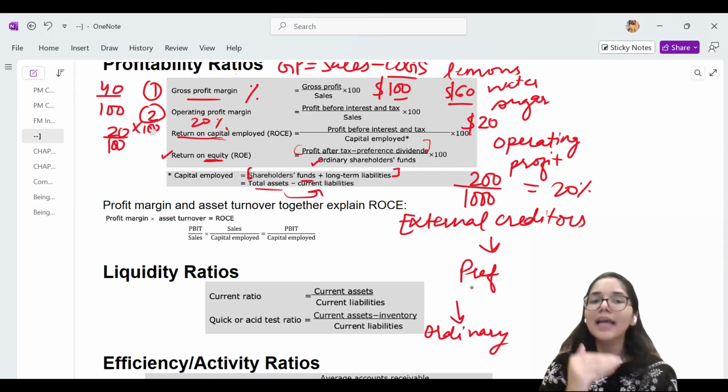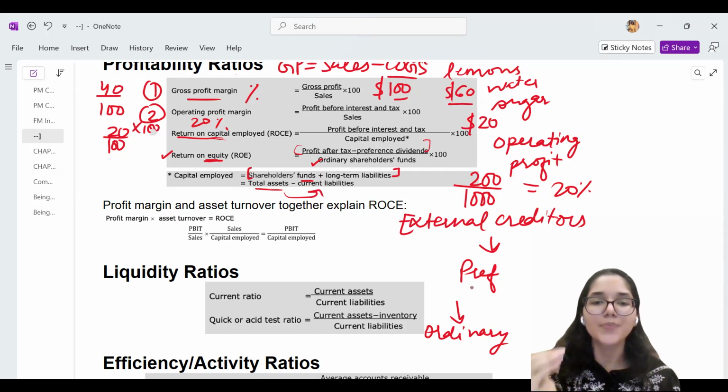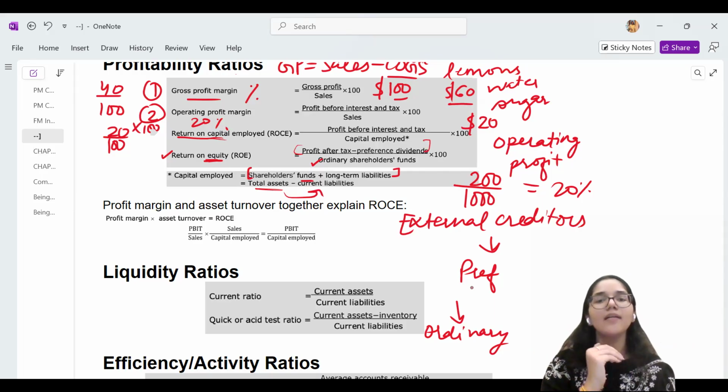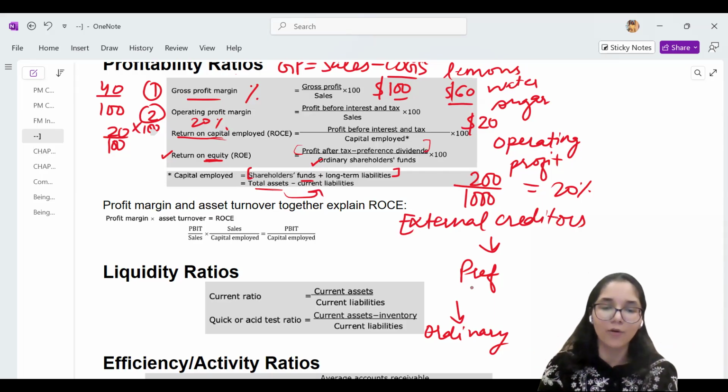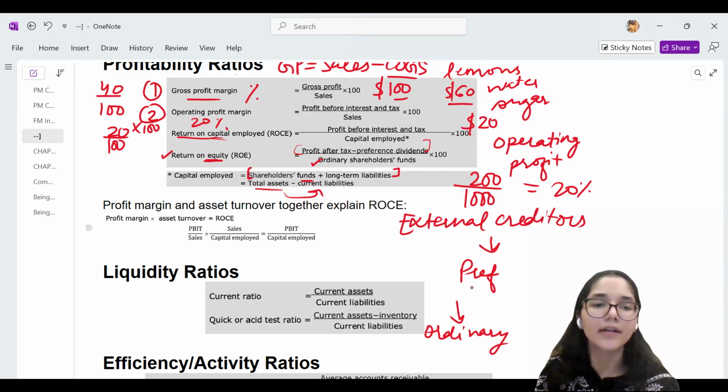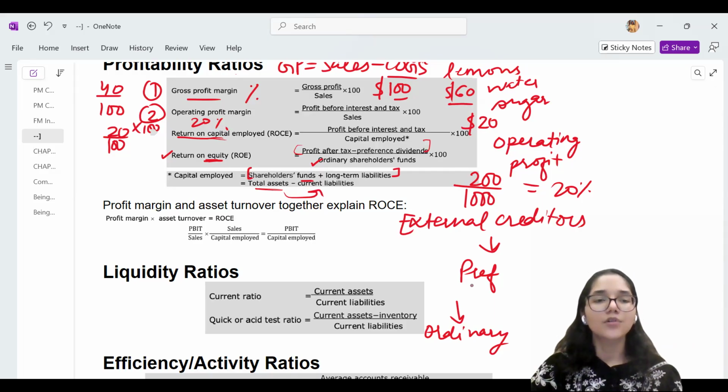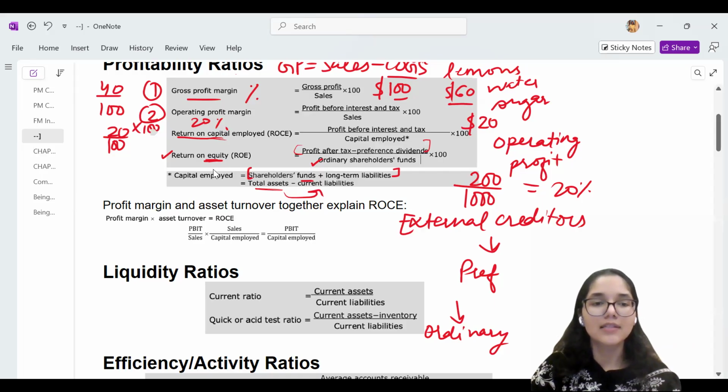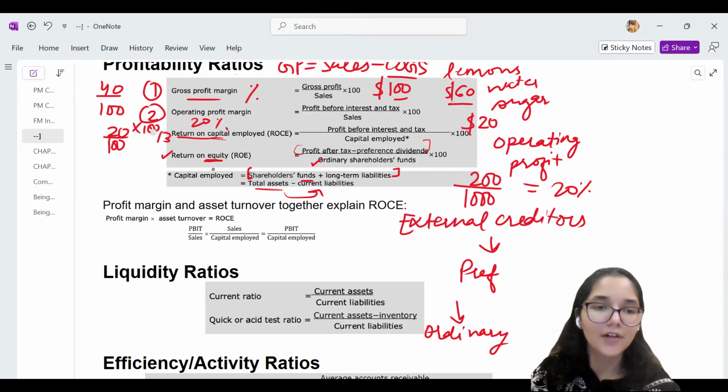After subtracting preference dividends, this is the amount of money which is remaining for the ordinary shareholders. So how much money have those ordinary shareholders made in comparison to their original investment, which is the shareholders' funds? That is what the return on equity ratio actually tells you. So these are the different ratios. These are four ratios that we have learned so far.